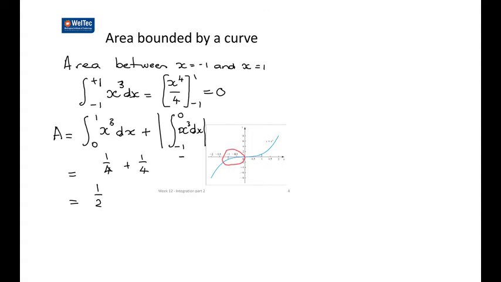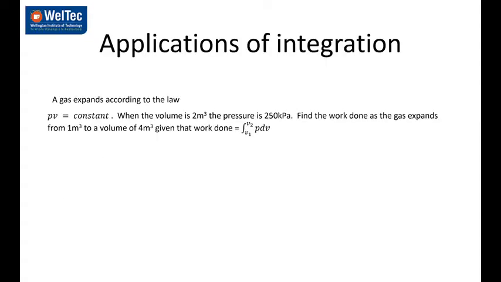This question relies on us finding K first. So PV is equal to K, and V is 2, and P is 250. So K is 500. And then, because the formula requires us to find P and we have PV equals K, we need to rearrange that so that we have P is equal to K over V.